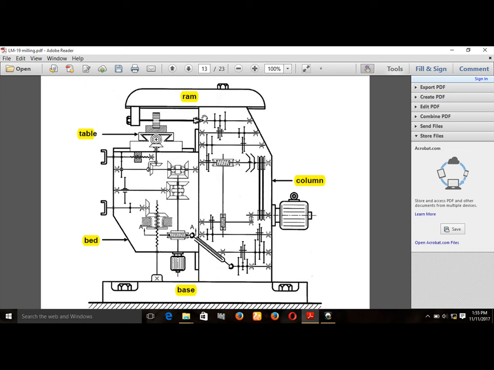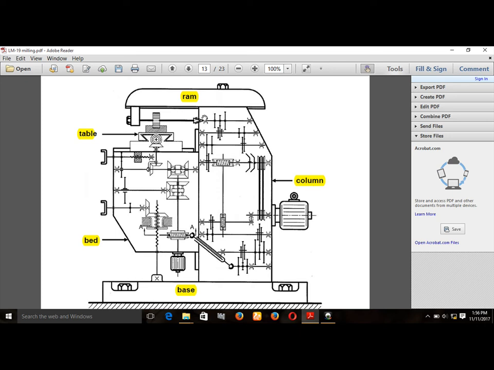So what is milling? Milling is a metal cutting operation in which the excess material from the workpiece is removed by a rotating multi-point cutting tool called a milling cutter. And there is one kind of horizontal milling machine. This type of machine has some essential parts such as base, column, spindle, overarm, knee, saddle, and work table.